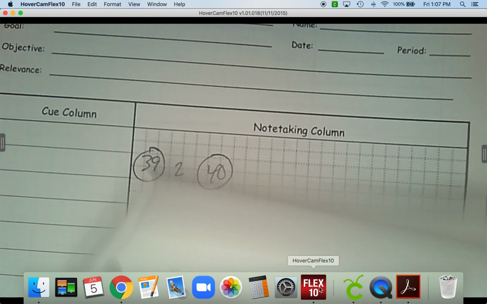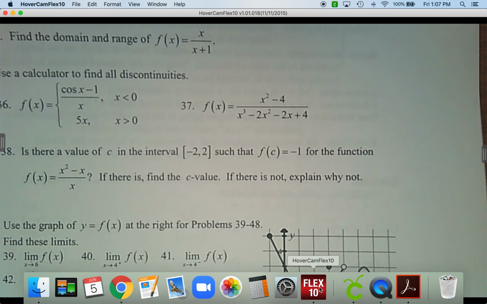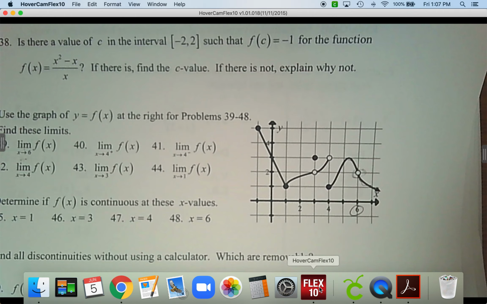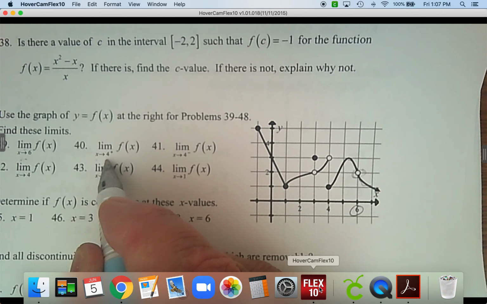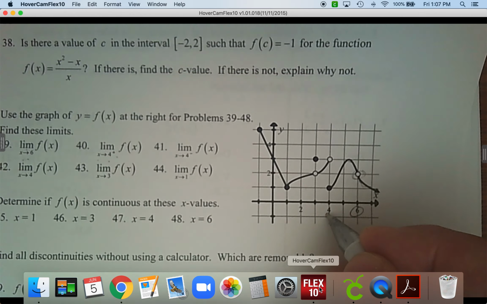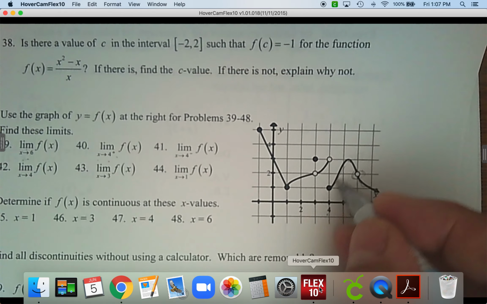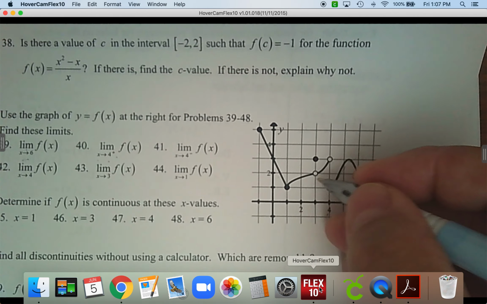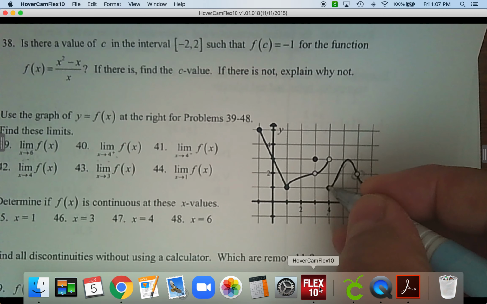For number 40, look off the graph. Can you find a limit off the graph? So all I want is as x approaches 4 from the right. So identify 4 from the right. So if I look here, from the right we have one answer, but then there's a jump. And then from the left we have a different answer. So from the right and from the left.